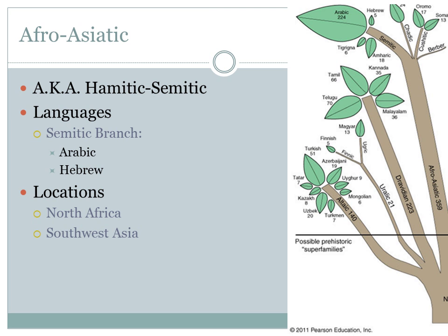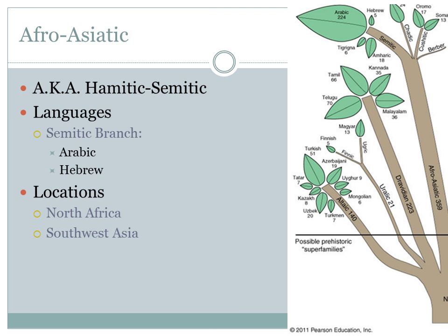Our next language family that we're going to be looking at is the Afro-Asiatic language family. Sometimes you might see it as Hamitic, Semitic, or Hamito-Semitic language family. I don't think you're really going to see it. I think this is more of an old-fashioned name for this particular language family. You also may not see the dash there. It may just be a singular word, Afro-Asiatic.